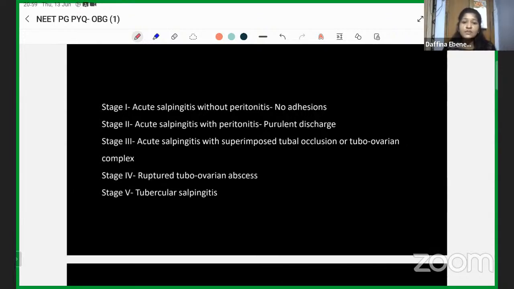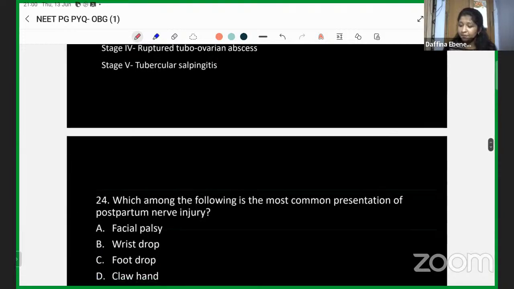Stage 3 is acute salpingitis with superimposed tubal occlusion or tubo-ovarian complex, where the tubes and ovaries are also going to be involved. Stage 4 is a ruptured tubo-ovarian abscess, and stage 5 is a TB salpingitis. These are the different stages of PID.